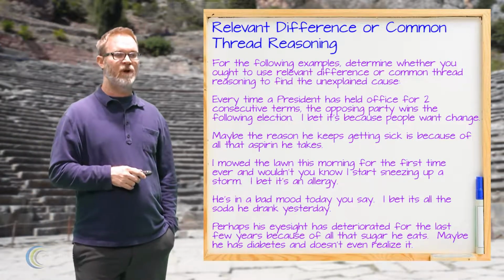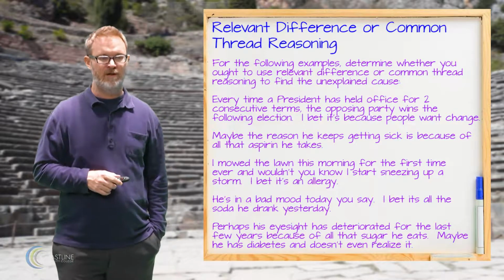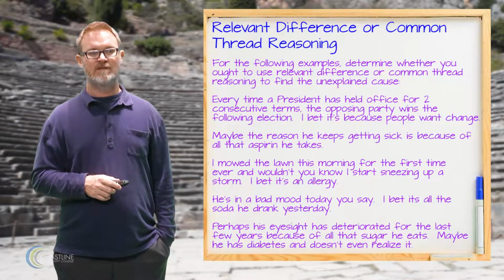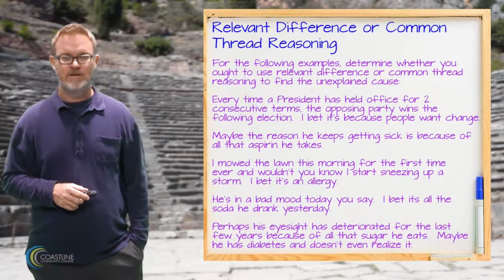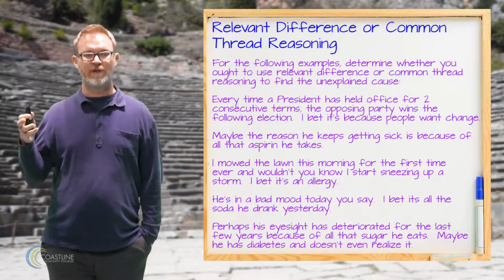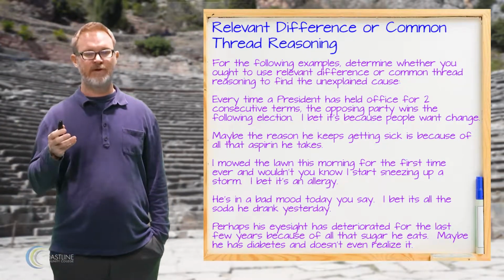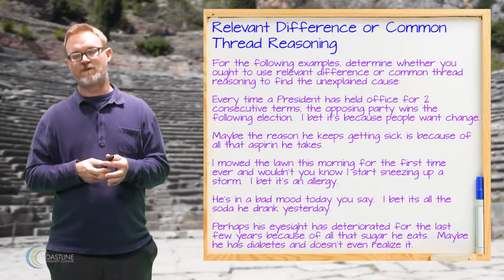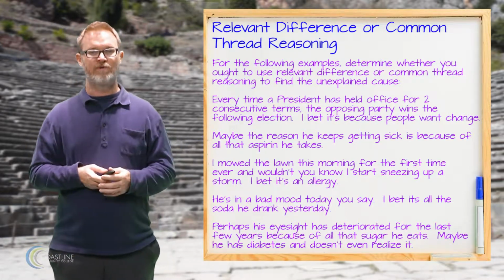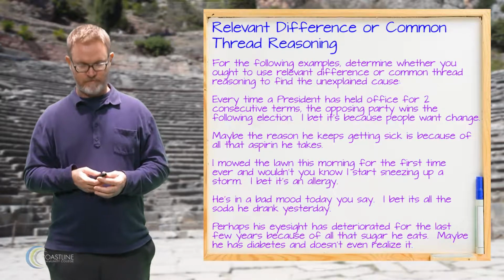The next example, perhaps his eyesight has deteriorated for the last few years because of all that sugar he eats. Maybe he has diabetes and doesn't even realize it, right? Here, what we're talking about is a pattern that's occurred over the last few years, right? His eyesight is deteriorating. So again, what we want to use is common thread reasoning here. What's common to this sort of pattern over the last couple of years?